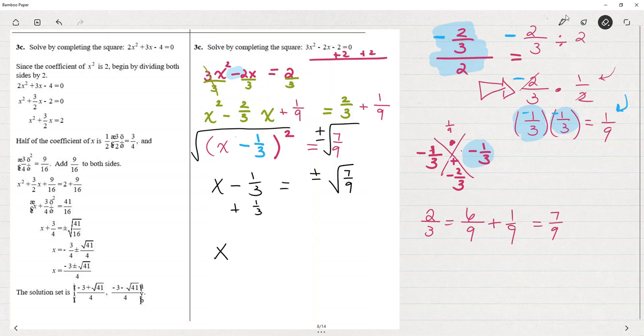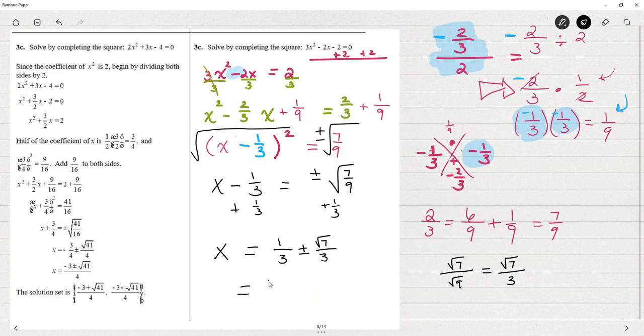But this x minus 1/3 equals this plus or minus square root of 7/9. When I add the 1/3 to both sides, I'm going to have x equals 1/3 plus or minus the square root of 7/9. Now, that's going to be the square root of 7 over the square root of 9, which is the square root of 7 over 3, because the square root of 9 is 3, right? So I could write that 1 plus the square root of 7 over 3, 1 minus the square root of 7 over 3.